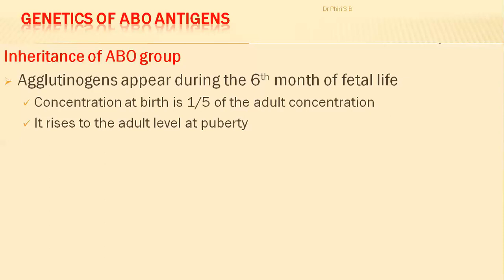So as an embryo, they only have the gene within their genome, but they are not capable of producing these antigens yet. So at 60th month of fetal life, that's when they will start appearing. At birth, the concentration is just 1/5 of that of an adult. Then at puberty, they have almost the same concentration of this antigen compared to that of an adult person.